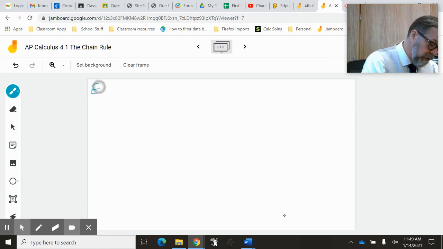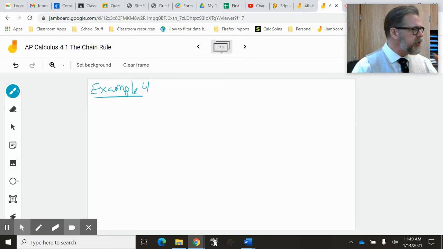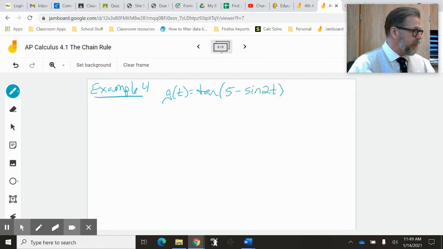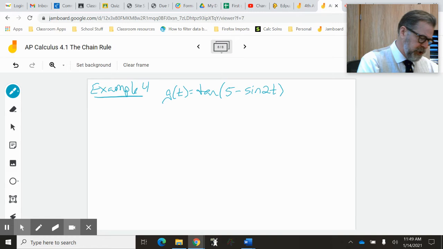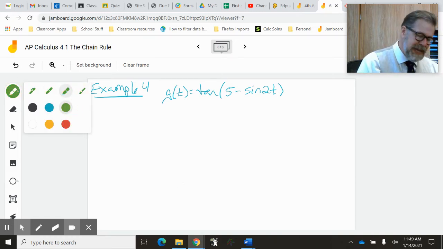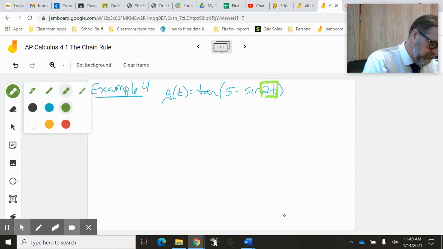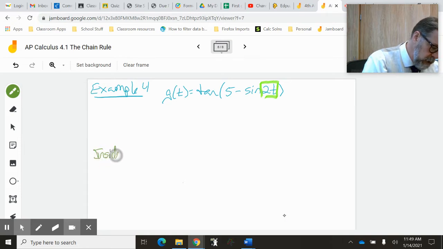This will be example 4. What I'm going to do is an inside-outside rule, but my function, g of t, is tangent of 5 minus sine of 2t. And you can maybe already start to see the issues. So let's start with inside. What is my inside function? Well, my inside function is 2t. So I'm going to label that inside 2t.